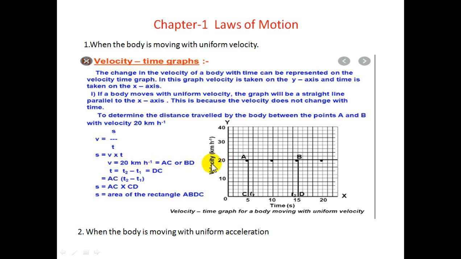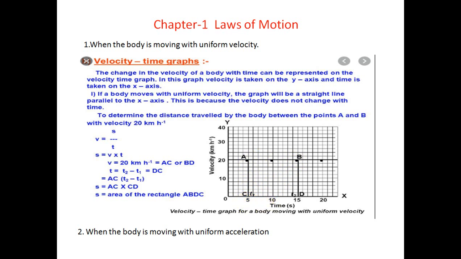Now we know that the velocity is constant for us, so we will take velocity as 20 kilometers per hour. There is no initial velocity, no final velocity, no change in velocity. So the velocity is constant, that is 20 kilometers per hour, at AC or BD. In the picture you can say AC or BD. In both cases the velocity is 20 kilometers per hour only. At 5 seconds also, at the time T1, we are considering two times here.